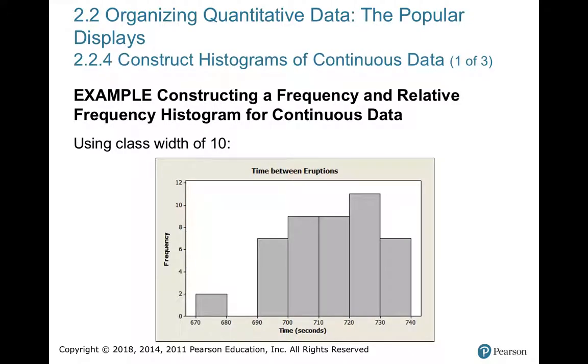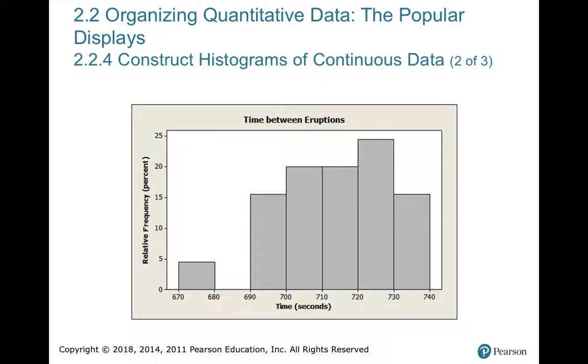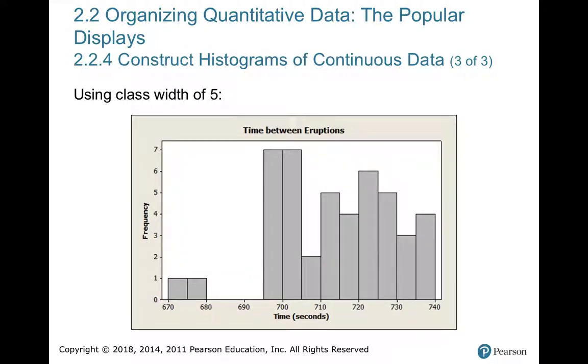So here is that same data using the class width of 10. So this is that first frequency distribution that we did where we were counting by tens, and we can see that missing bar there. And then this is the relative frequency. So here's regular frequency, here's relative frequency. It's exactly the same shape of graph. The only difference is the numbers that are on that y-axis.